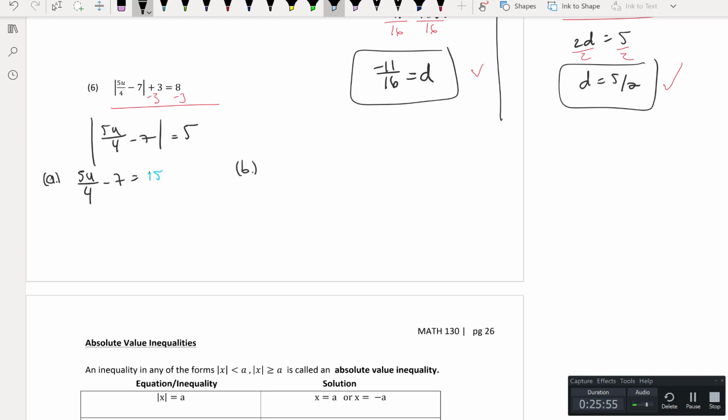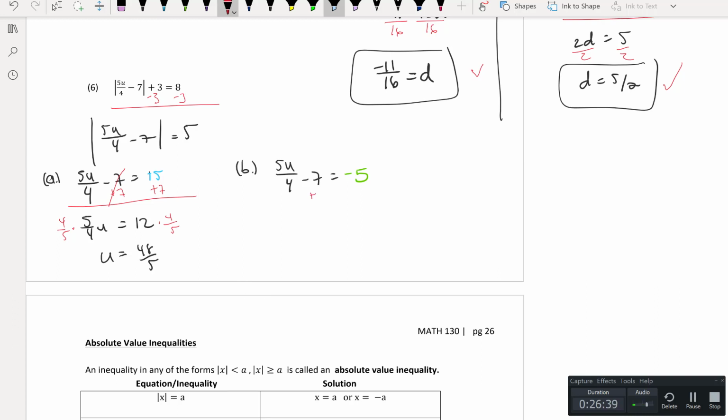And part A, we have the same thing, 5u over 4 minus 7, and now we're going to have that negative value, so that negative value is a negative 5. So the first thing I'm going to do is add 7 to both sides. So that 5 over 4u is equal to, and if I have 5 plus 7, that's going to give me 12. Now I can multiply by the reciprocal. So I have 12 times my fraction of 4/5 and get a 48 over 5.